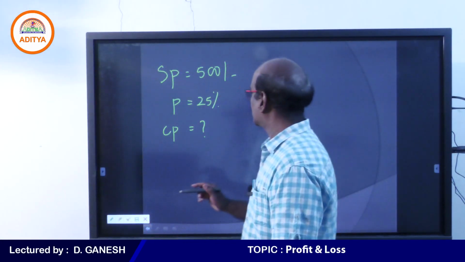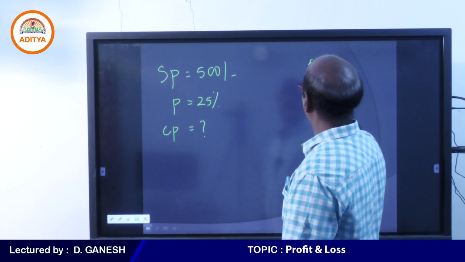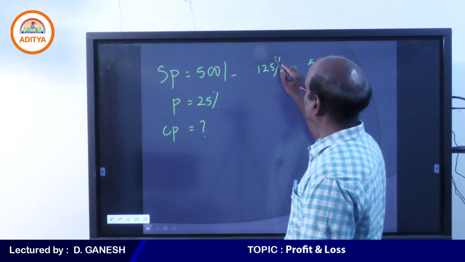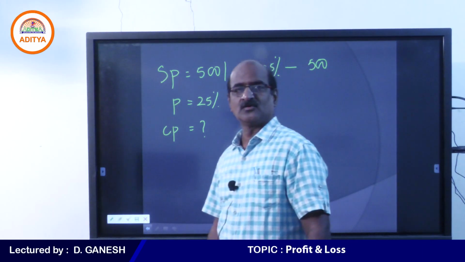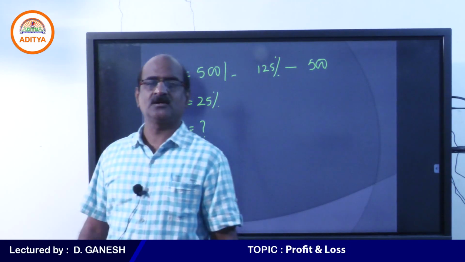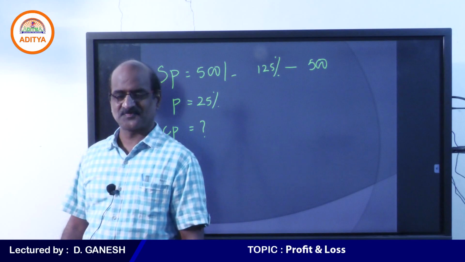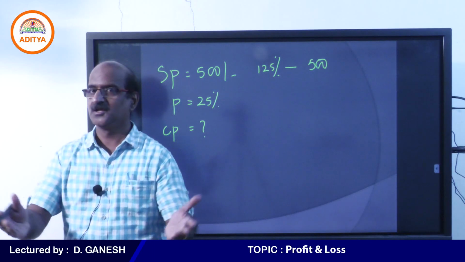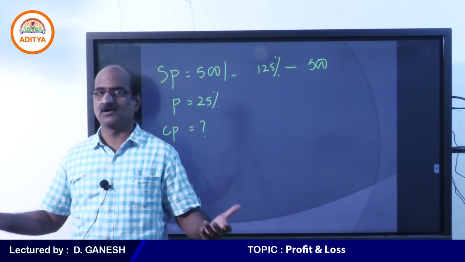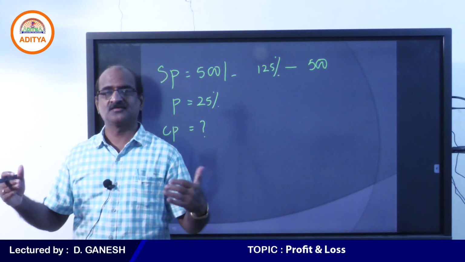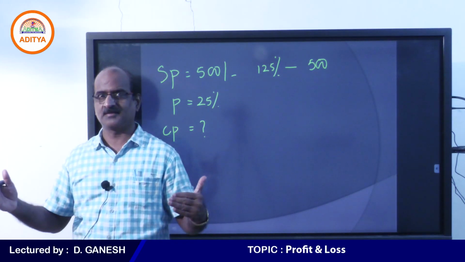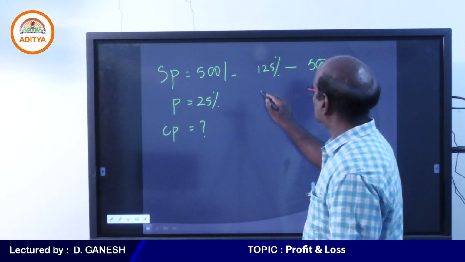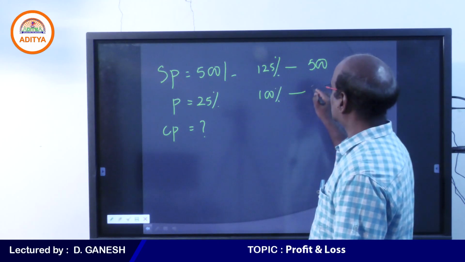We know, listen to me. By selling an article for 500, a trader not only gets his money back, but he also gets a profit of 25%. Therefore, 500 rupees is equal to 125%. You know why 125%? Because by selling for 500, you get your money back, and not only that, you also get a profit of 25%. So 500 is nothing but 125%. So when 125% is 500 rupees, let me tell you what is 100%.